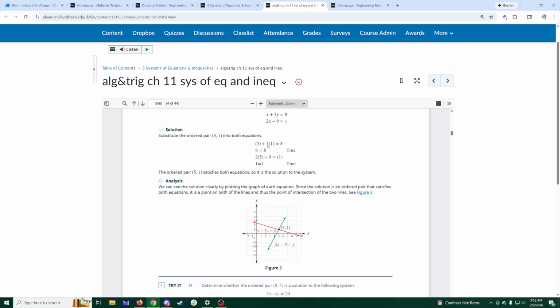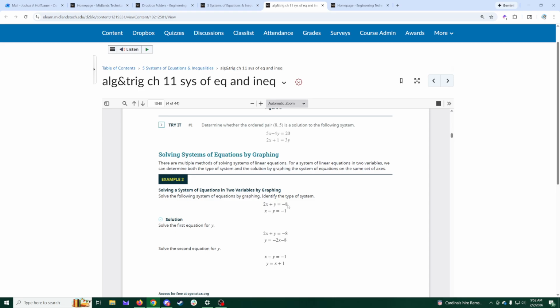So plugging these numbers into both equations gave us a true response. Therefore, this ordered pair is a spot where the lines will cross, and therefore it is considered a solution to this particular system of equations. So sometimes you'll just be asked, hey, here's an ordered pair. This is how you test your system of equations to see if that ordered pair is a solution.